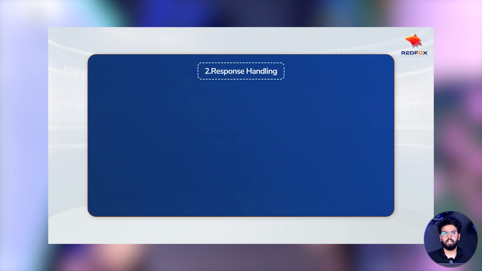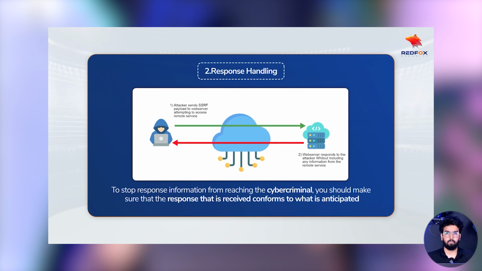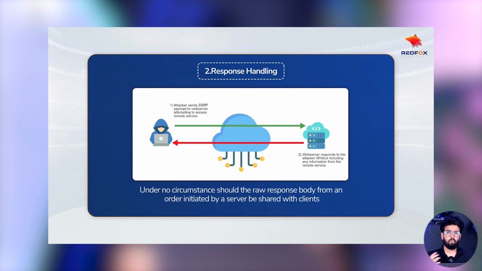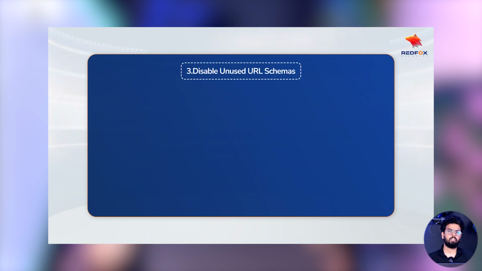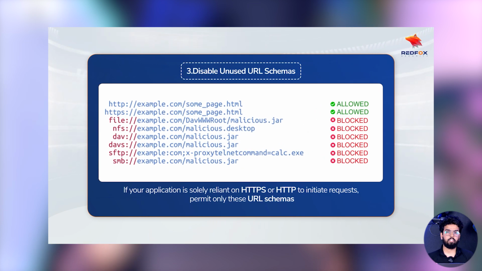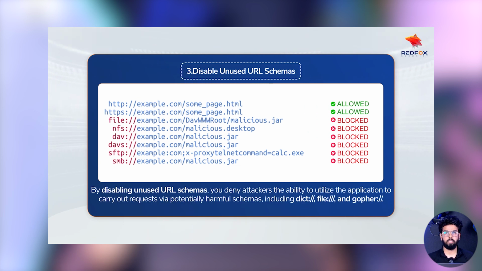Second one being response handling. To stop response information from reaching the cybercriminal, you should make sure that the response that is received conforms to what is anticipated. Under no circumstances should the raw response body from a request initiated by a server be shared with the clients. Third, disabling unused URL schemas. If your application is solely reliant on HTTPS or HTTP to initiate requests, permit only these URL schemas. You deny attackers the ability to utilize the application to carry out requests via potentially harmful schemas, including dict://, file:// and gopher://.